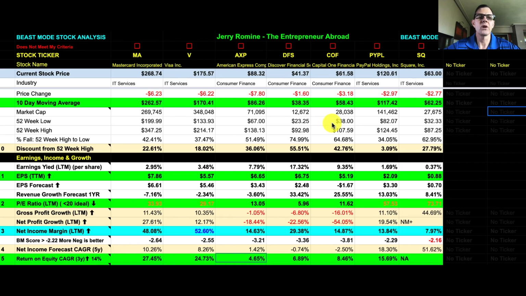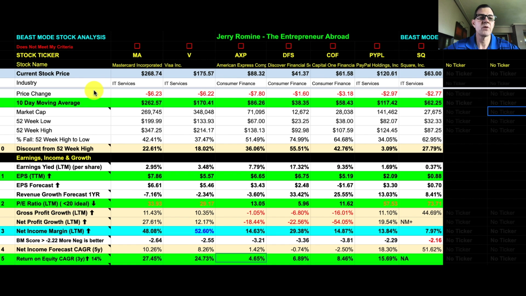All right, welcome to my spreadsheet. We call it Beast Mode Stock Analysis, and today we're going to teach how to do stock analysis. So I'm going to go slow, so bear with me. We start off with the stock ticker symbol and the company name. We've got MasterCard, ticker MA, Visa, ticker V, American Express, ticker AXP, Discover, ticker DFS, Capital One Financial, ticker COF, PayPal, ticker PYPL, and Square, ticker SQ.